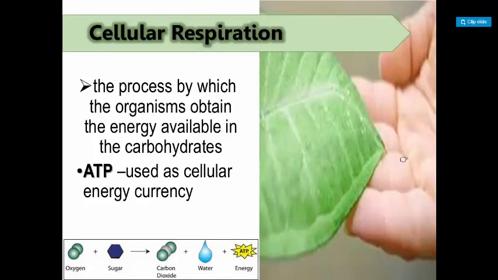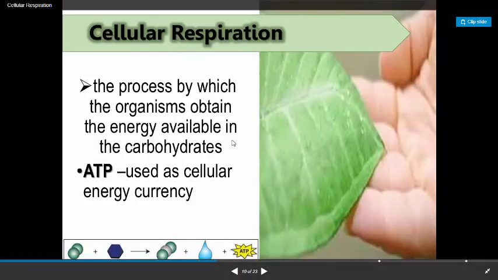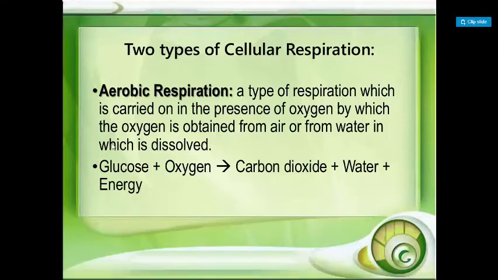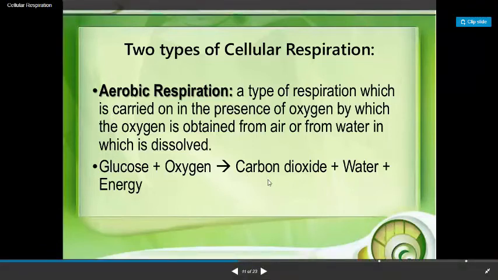So again, cellular respiration is the process by which the organism obtains the energy available in carbohydrates. ATP, of course, as we said, is the energy currency of the cell. Aerobic respiration is related to the presence of air. It's a type of respiration which is carried on in the presence of oxygen, which is obtained from the air or from the water in which it's dissolved. This is the equation of cellular respiration, and it's the exact opposite of the equation of photosynthesis. Glucose plus oxygen is burned down, producing carbon dioxide, water, and energy.